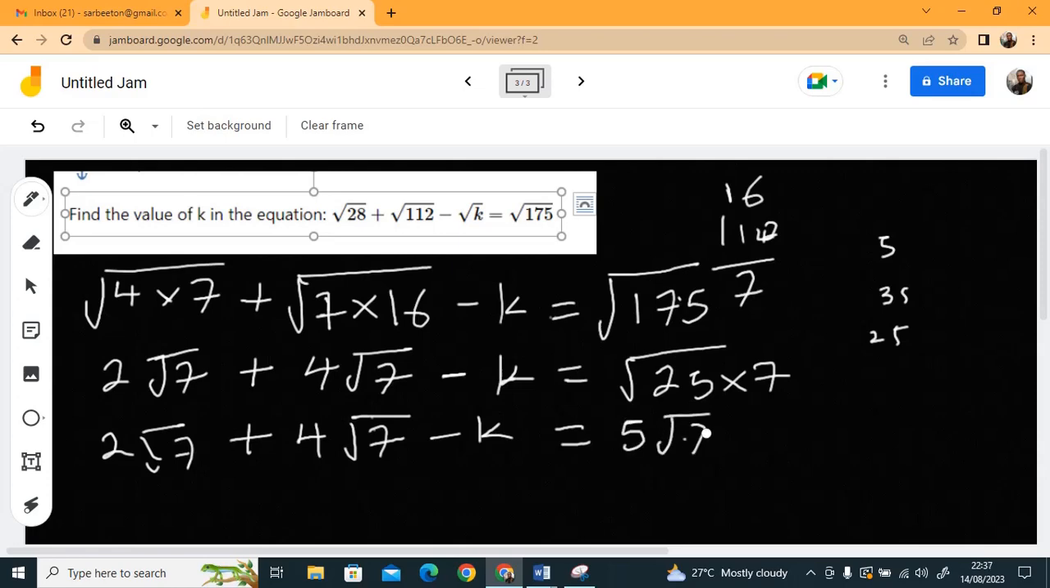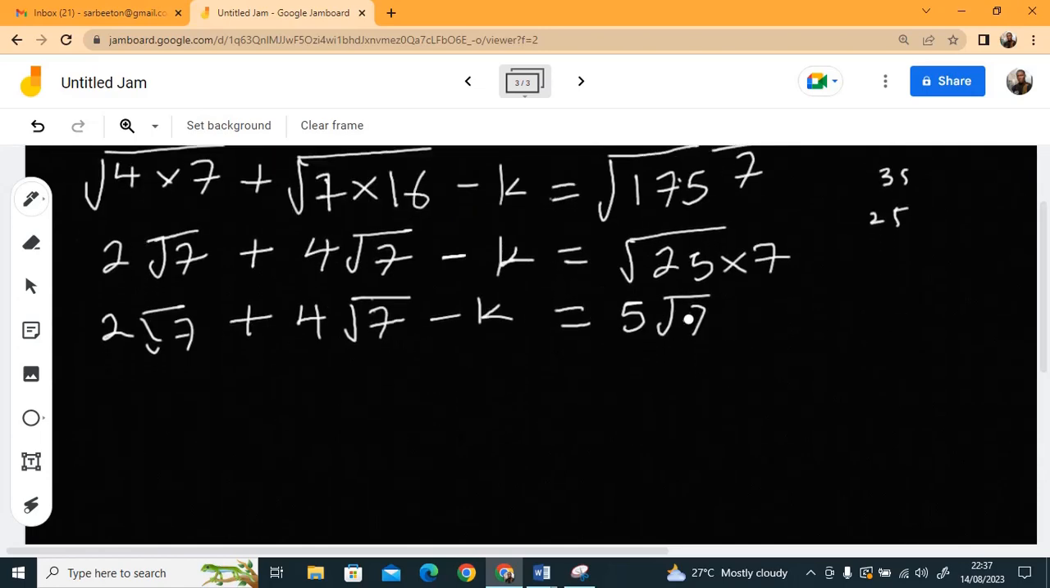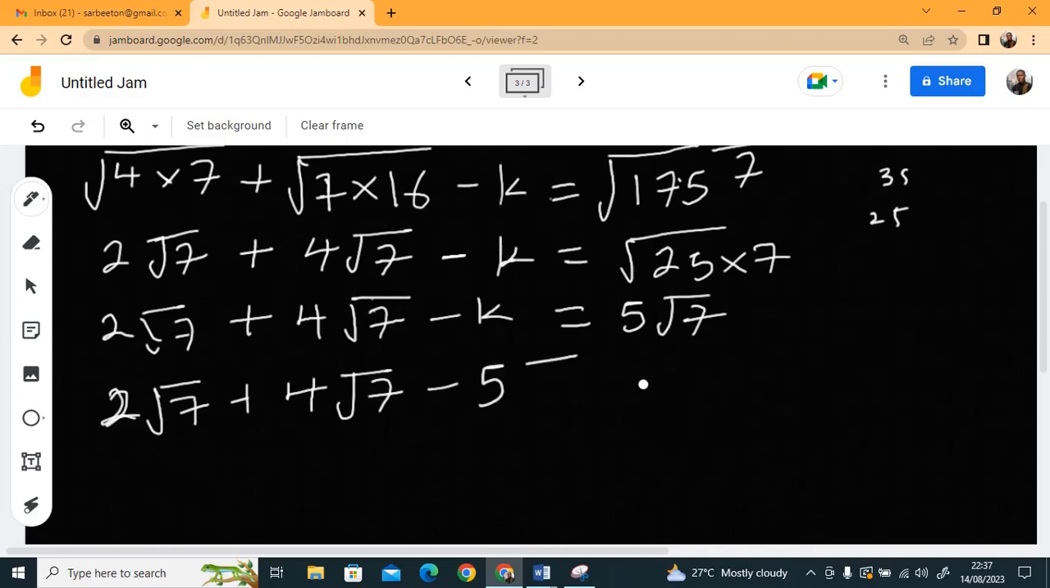So if I want to make life easier for me, I can bring all those roots to one side so that I will collect like terms with this 7. So I'll take this k to the other side. So I will have 2 root 7 plus 4 root 7, and then this one will come, it will become minus 5 root 7 equals k. Now 2 plus 4 is 6. 6 minus 5, that is 1.